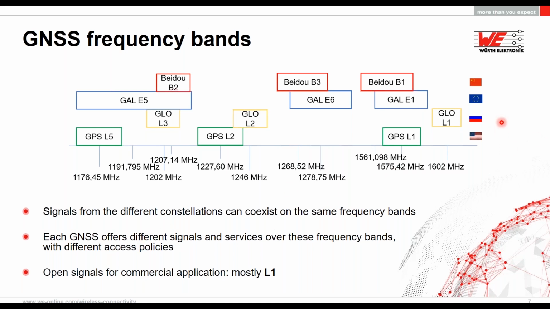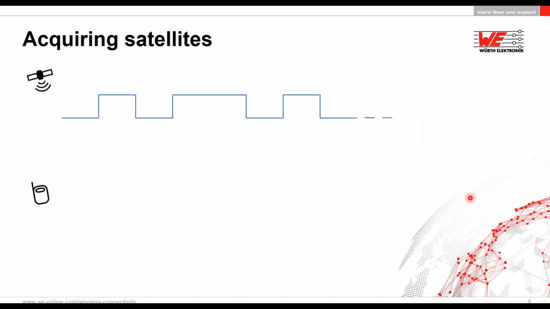Every system offers different signals, different signal plans, different services over these frequency bands. And it is important to know that we have different access policies for the different frequency bands, for the different signals. Some of the signals will be for governmental use. Some other signals will be for commercial applications, and some will be open signals available for all GNSS receivers. And these open signals are mostly spread on the frequency band L1, around 1.5 gigahertz.